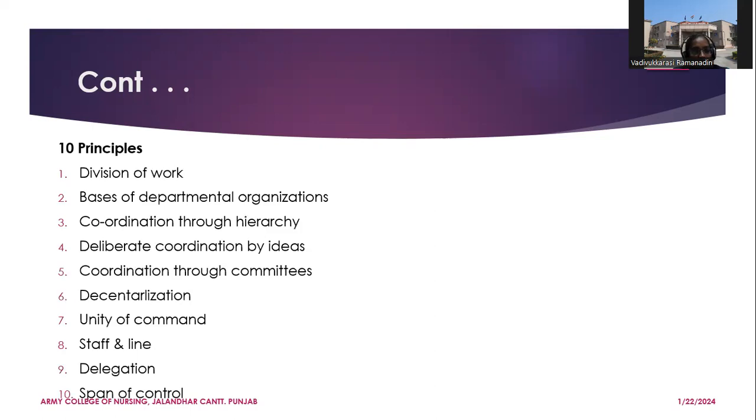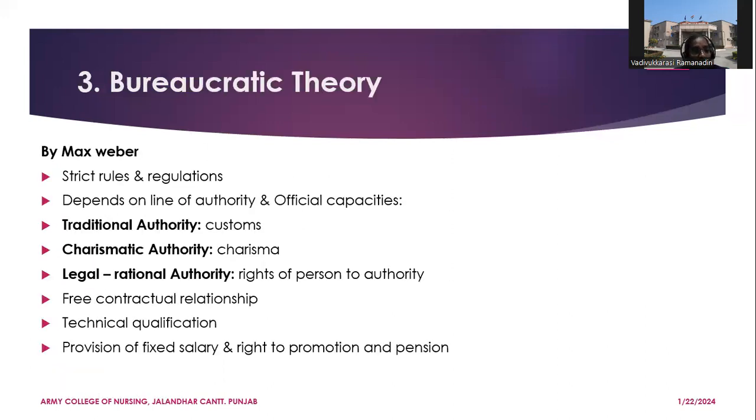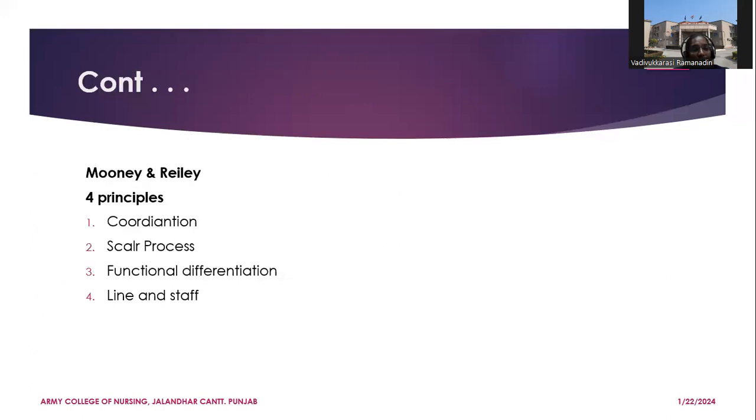We need to coordinate with the other people. Decentralization, unity of command, staff and line. It is nothing but the scalar chain, whatever we have discussed, delegation, span of control. So all these are the 10 principles of Luther Gulick. The last one is Mooney and Reiley. They were speaking about 4 principles, that is coordination. You need to have good coordination. We are discussing theories of management. According to Mooney and Reiley, there are 4 principles: coordination, scalar process, functional differentiation, line and staff.